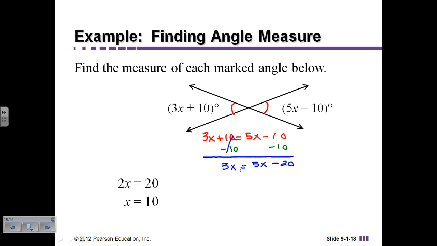Now I need to get this 5x over to the left because I want to get the x's on one side. So we're going to again do the opposite operation and move that 5x to the left, and I get negative 2x equals negative 20. And I've got one more step. I'm going to divide both sides by negative 2 to get rid of the 2 that's with the x. And so x equals 10.